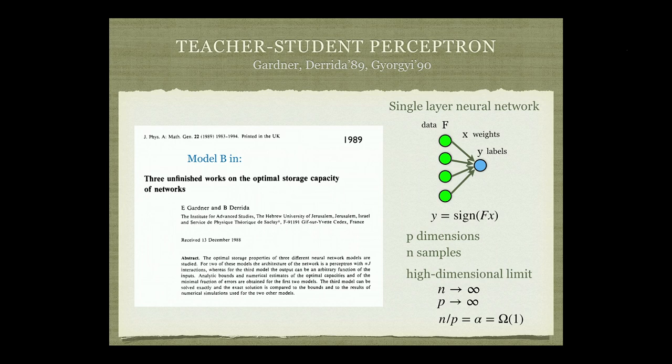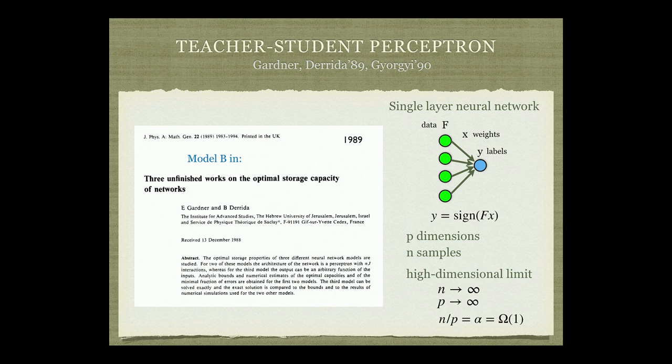They call it the model B in that paper, because the model A, they take the same model with random labels and they use to bound the VC dimension. So the model B is kind of this teacher-student problem where the teacher generates the labels from random vectors with some ground truth X star, and then the student tries to learn that function back.